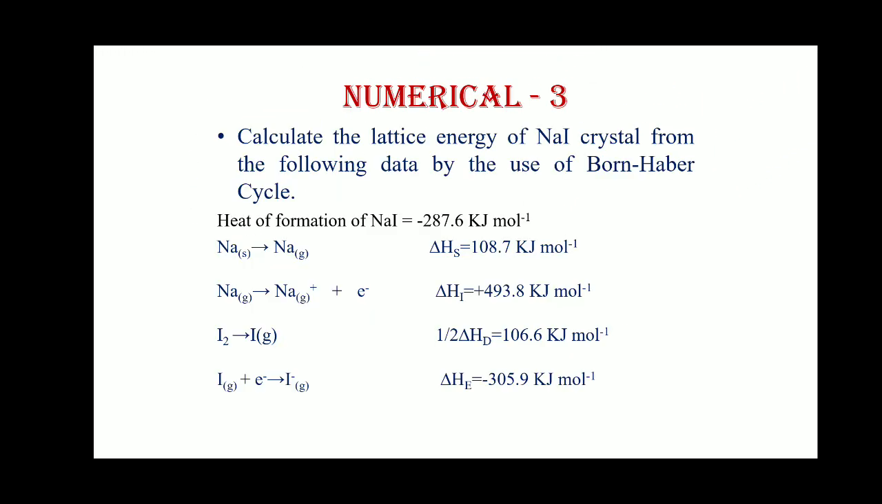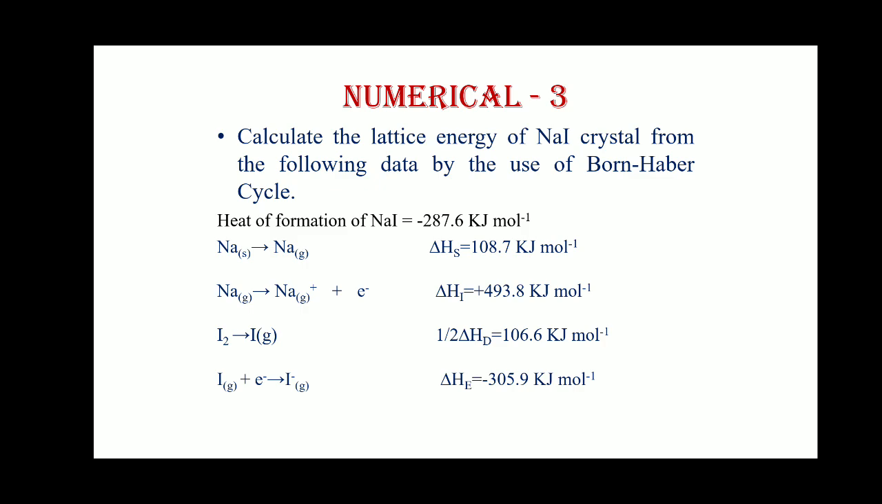Calculate the lattice energy of NaI crystal from the following data by the use of Born-Haber cycle. Now in this we have to calculate the lattice energy. What is given? Heat of formation of sodium iodide is minus 287.6 kilojoules per mole. Sodium in solid state is converted to sodium in gaseous state. It means sublimation is there, because solid is directly converted to gaseous form. So the heat of sublimation is 108.7 kilojoules per mole.